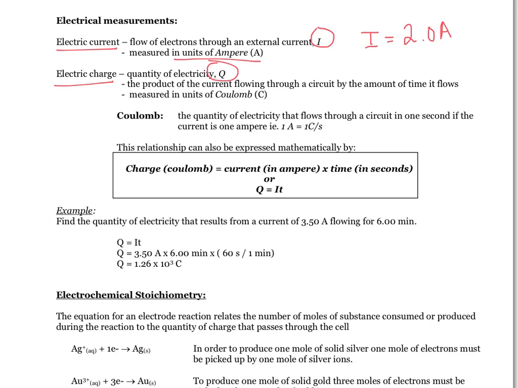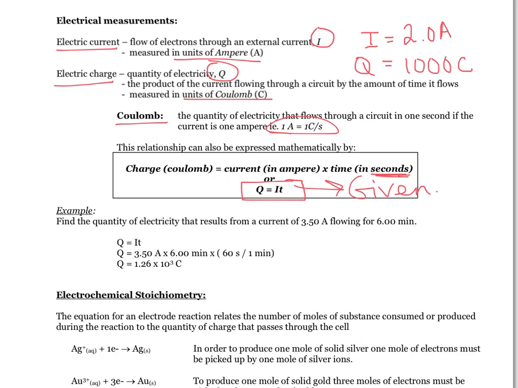It is the product of the current flowing through a circuit by the amount of time that it flows for. It has the units coulombs or capital C. Therefore, I can have a charge equal to, say, 1,000 coulombs. A coulomb is the quantity of electricity that flows in a circuit in 1 second if the current is 1 ampere. This relationship can be shown by the equation where charge is equal to current times time, where time has to be in seconds. This equation is given to you on your formula sheet.